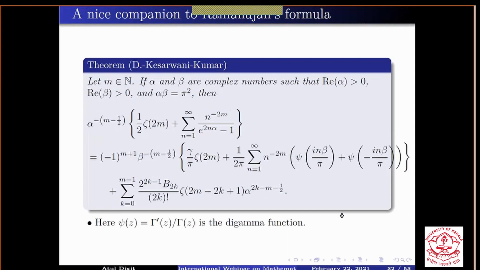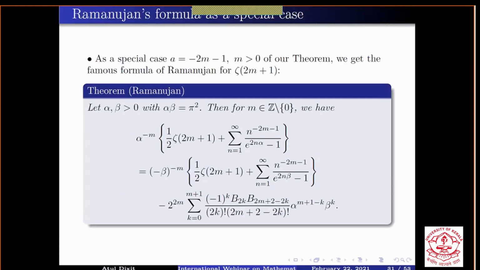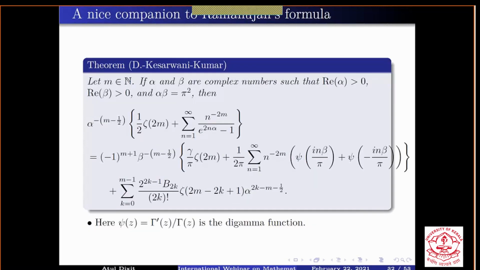So it becomes a corollary of our result. And not only that, when we put then A equal to -2m, see here you had n to the A, right? When you put A equal to -2m, you actually get a companion to Ramanujan's formula. How is the connection? You see on the left hand side I have 1/2 zeta 2m plus 1 plus this series where I have -2m minus 1 as the exponent of n. The denominator is the exponent to 2n alpha minus 1. You have the similar thing here, only that 2m plus 1 is replaced by 2m.